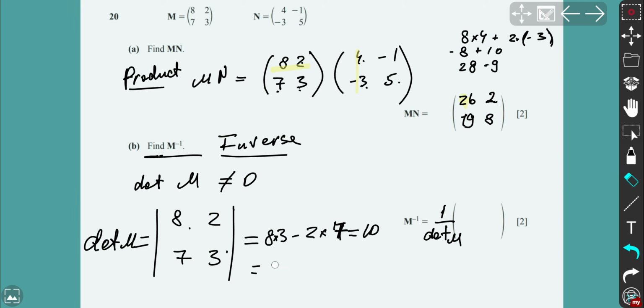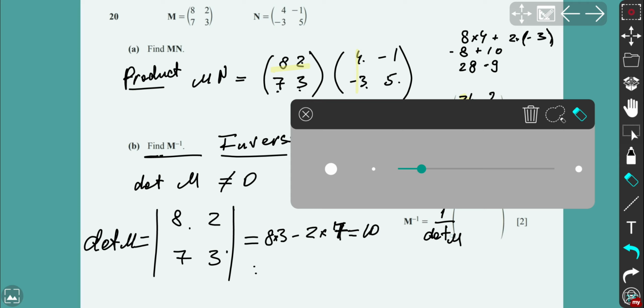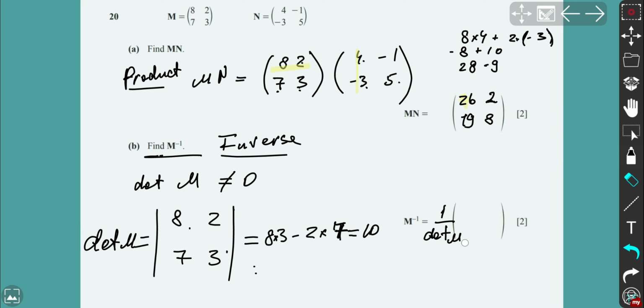So that's why we put 1 over 10 instead of 1 over the determinant of M. Okay, and now how to work out the elements, so how to work out the elements that stay there.